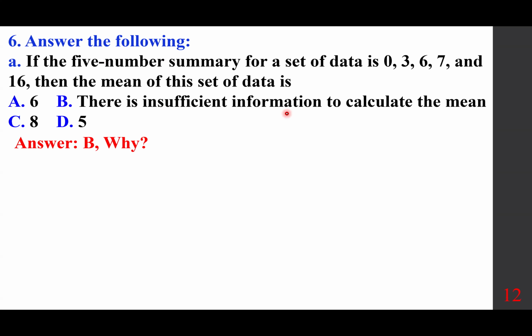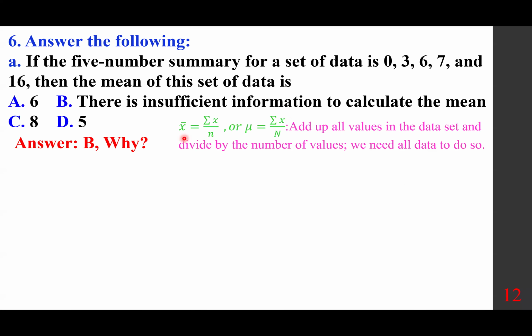Why is that? Well, the formula x bar is summation of x over n. This is for the sample, or mu equals summation of x over capital N for the population. We need to add up all values in the data set and divide by the number of values. That means we need all data. We need each and every piece of data to do so, and we don't.